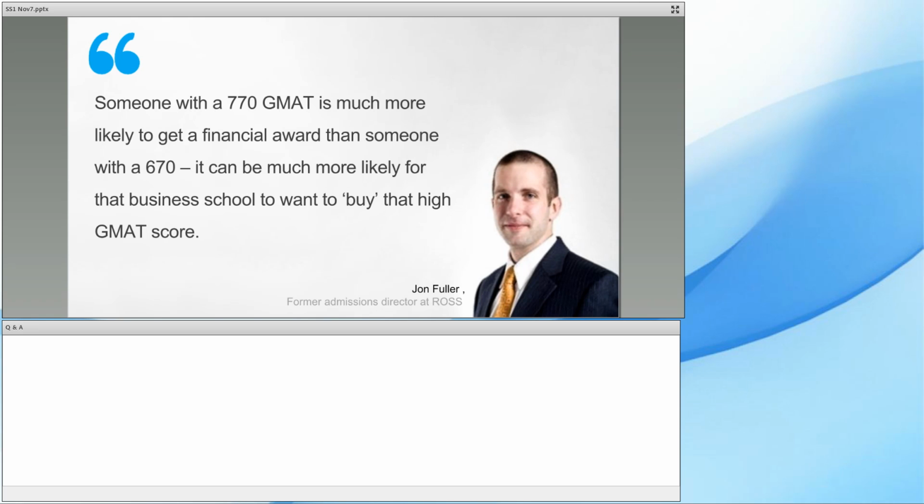Here's a quote by John Fuller, who's a former admissions director at Stroud. He says, someone with a 770 is much more likely to get a financial award than someone with a 670. Why? Because the school wants to buy that high GMAT score.